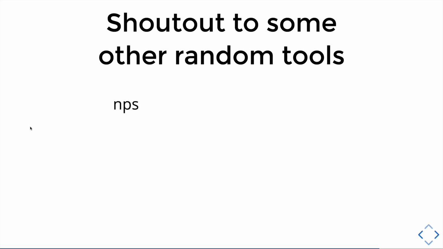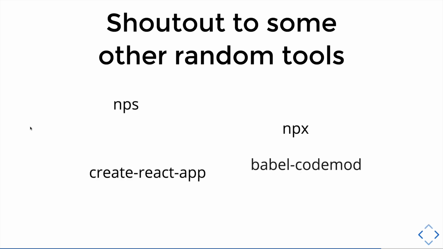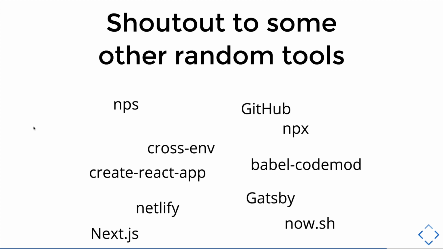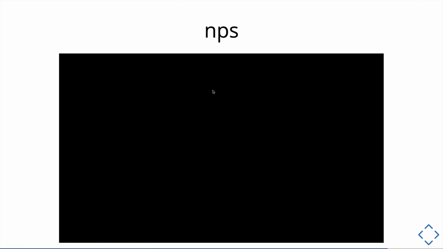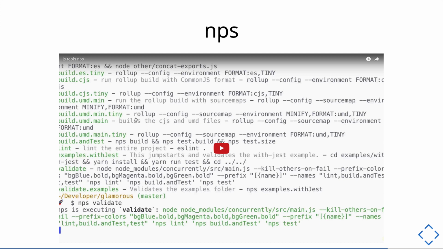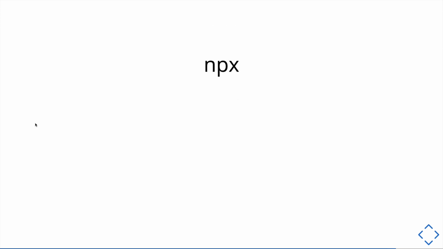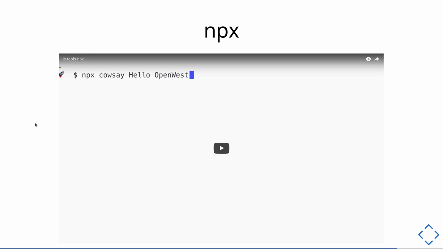So, a couple of random tools: NPS, NPX, Create React App, Babel Code Mod, and Now.sh. I've got demos for each one of these, and then there are a bunch of other ones that I suggest you go take a look at. They're very cool. NPS is a tool that I created. You saw a demo of this when I showed you the glamorous Git hooks thing. It ran a bunch of things, and it was all colored and everything. It's an awesome script manager.